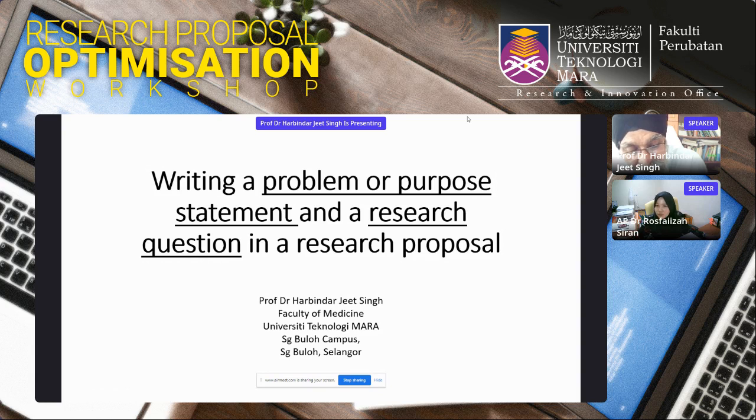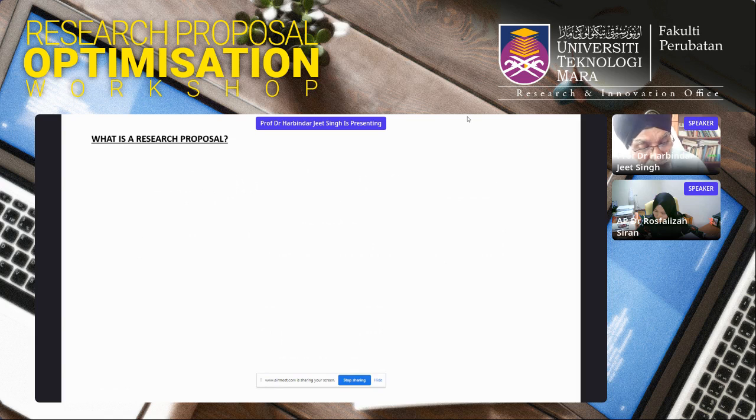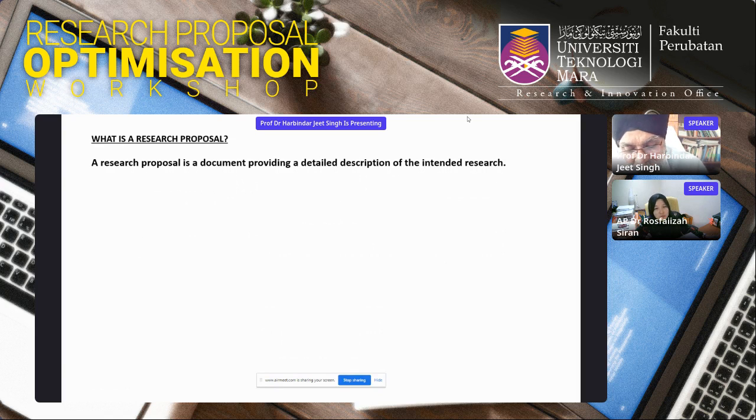Now, before I talk about how to write a problem statement, just allow me to quickly recap a little about a typical research proposal. What is a typical research proposal? Very simply, a research proposal is a document that provides a detailed description of the intended research. And it is usually written to get some funding, or perhaps some ethical approval, or approval to carry out research in an institute, or all of them together.